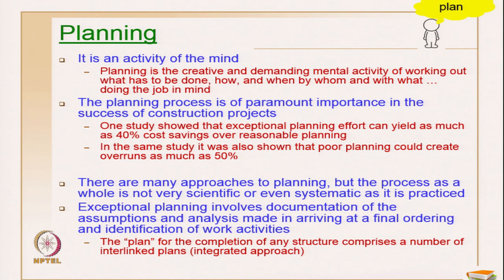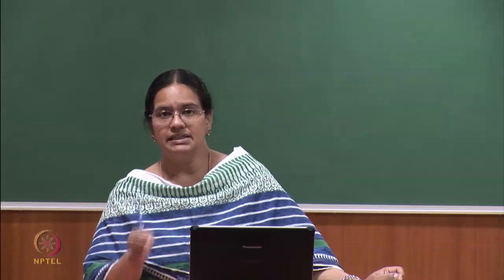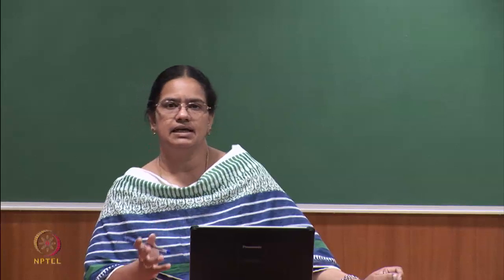I have brought it out for you. The planning process is of paramount importance in the success of construction projects, and there is a statistic that was quoted in the book. One study has shown exceptional planning effort can yield as much as 40% cost savings over a reasonable planning. In the same study, it was also shown poor planning can create as much as 50% of overruns. So, if you have proper planning, obviously you are going to see many benefits in the downtime of your execution part, and if you have not done proper planning, obviously you are going to end up in time and cost overruns; you are going to have a failed project in a way.